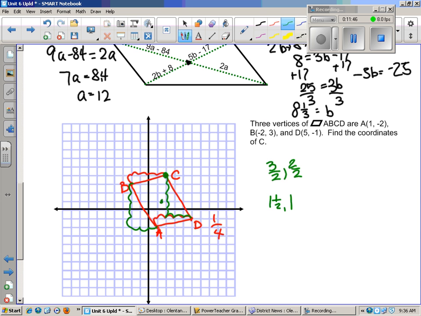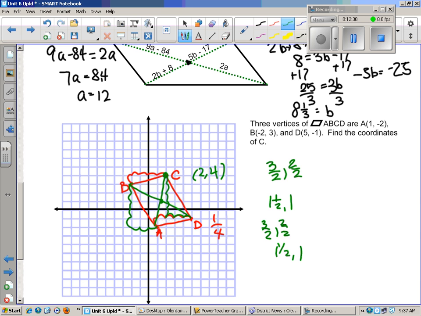Okay? That's BD. AC should be the same. C is 1, 2, 3, 4. So C is 2, 4. So I add the x's for A and C. So 1 plus 2 is 3 over 2. And 4 plus negative 2 is 2 over 2. So the midpoint of AC is, again, 1 1/2, 1. Right there. So I can put my diagonals in there because I calculated the midpoint and they were the same.